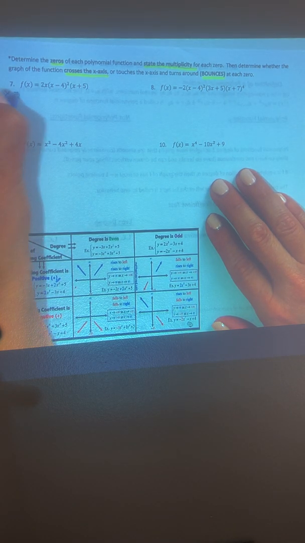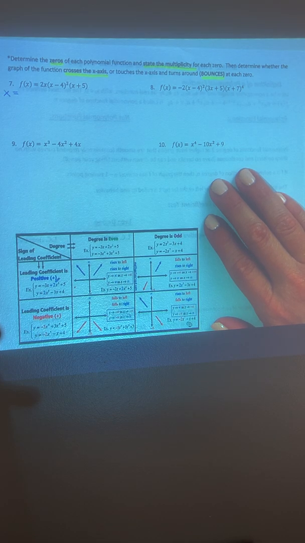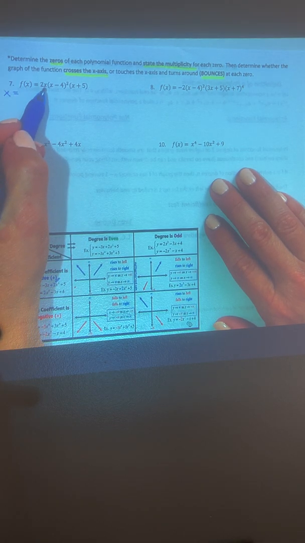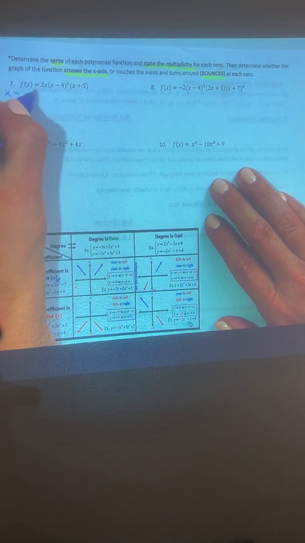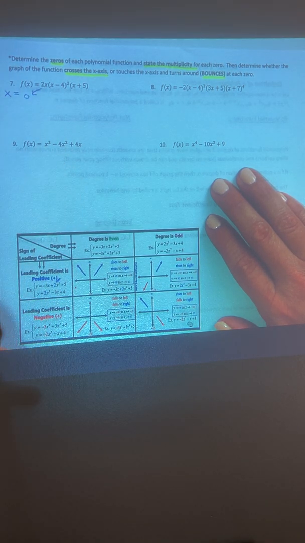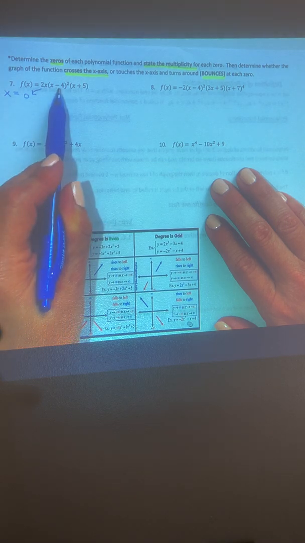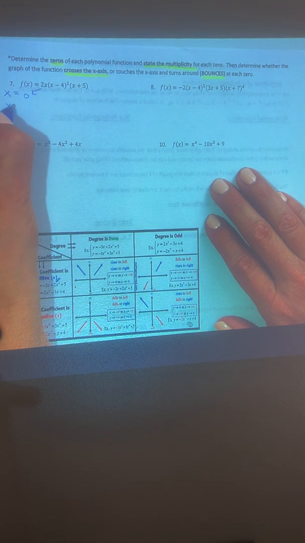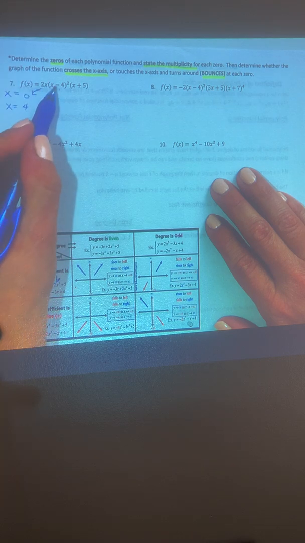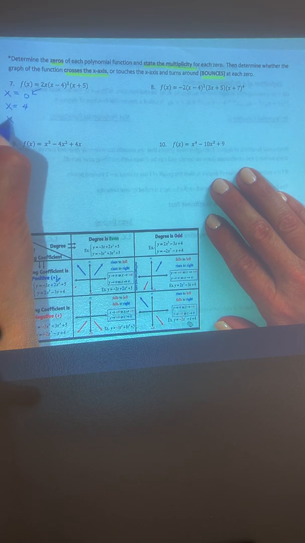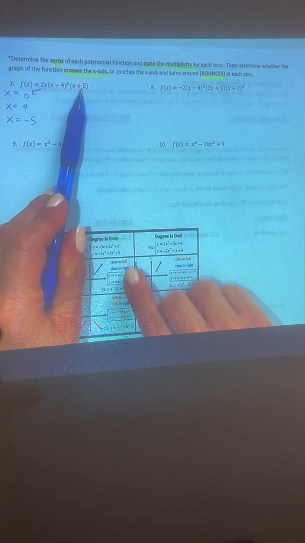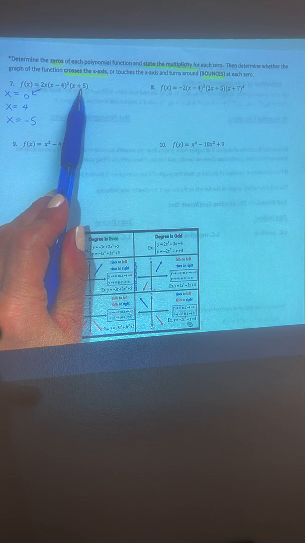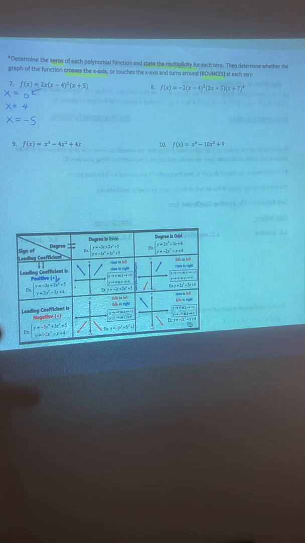Okay, so in the first problem, we're going to determine what the zeros are. So this goes back to solving by factoring. So a number outside, that's 0. And then here, x minus 4, x equals 4, x plus 5, x equals negative 5. X equals 0, x equals positive 4, x equals negative 5. Okay, so those are my x's.